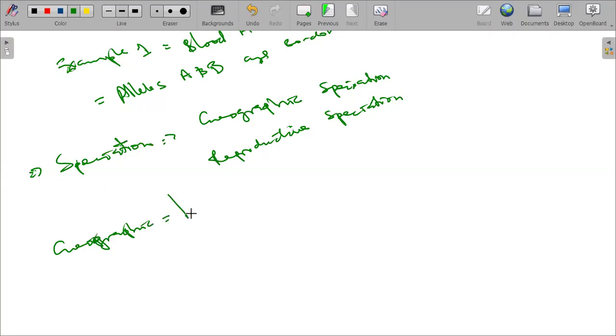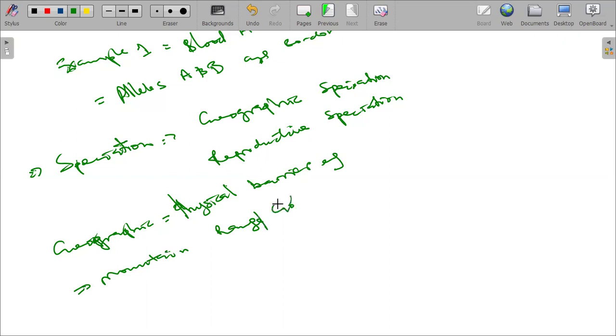you need to know that there is a physical barrier involved in this case. A physical barrier is involved. For example, it can be a mountain range. It can be a golf course. It can be a desert. It can be a water body, which can be a sea or a river. Any of such a nature which we can say is a physical barrier.